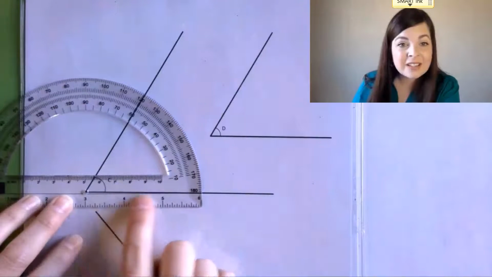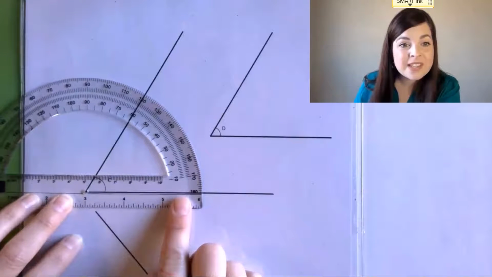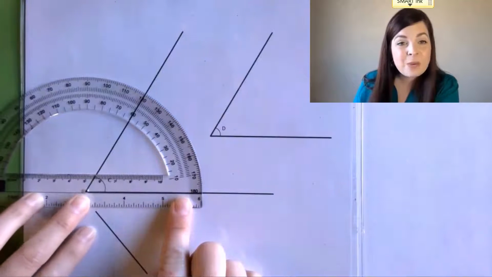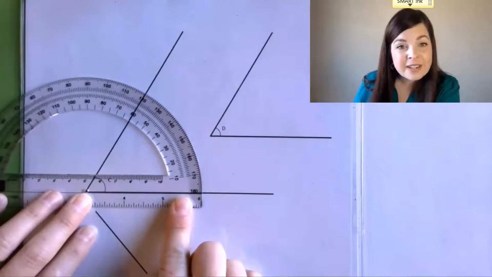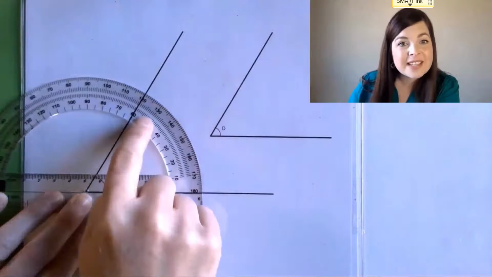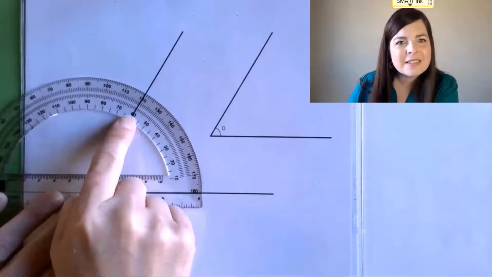And then we have to align the 0 line or the baseline on the protractor with one of the sides of the angle. So I'm going to line that up. And then finally, we just read the number that aligns with the second side of the angle. Okay, so I'm going to go around to the second side of the angle. Here it is. Angle C measures 60 degrees.